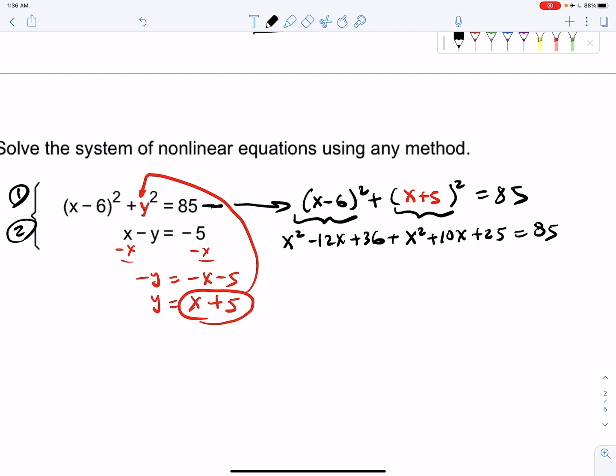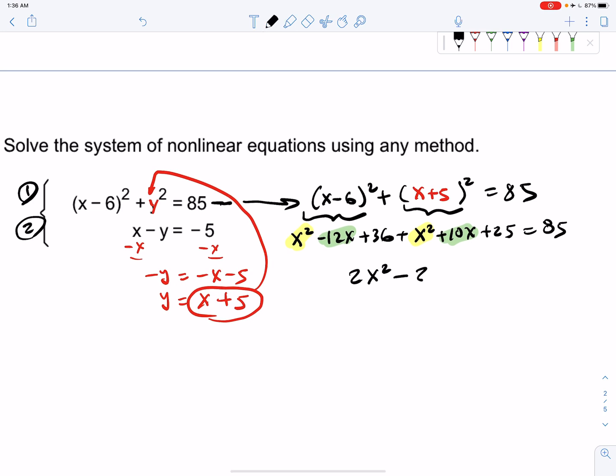Let's start combining some like terms. I see an x squared and an x squared. Well, that makes 2x squared. And I also see negative 12x and a positive 10x, which makes a minus 2x. And I also see 36. What do I see here? 36 plus 25, which should give me 61.